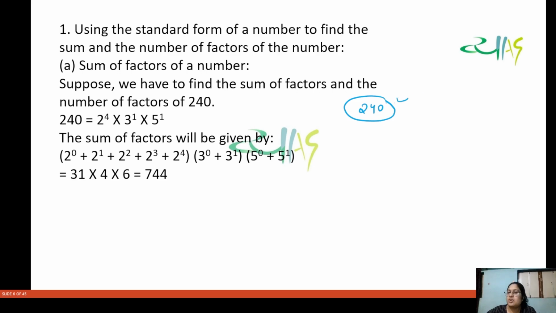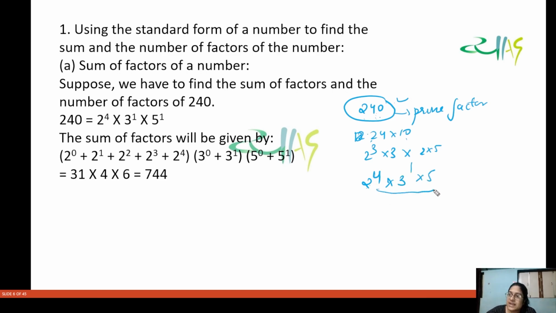So what you have to do here is first factorize this into prime factors. Obviously here it is easily visible that this is 24 into 10, which is 2 cube into 3, and this is 2 into 5. So the standard notation you are getting here is 2 to the power 4, 3 to the power 1, and 5.